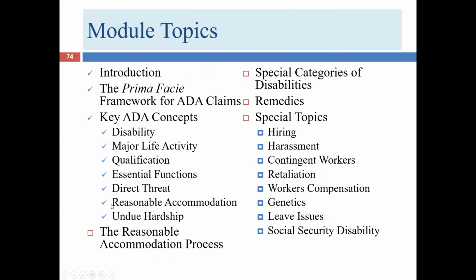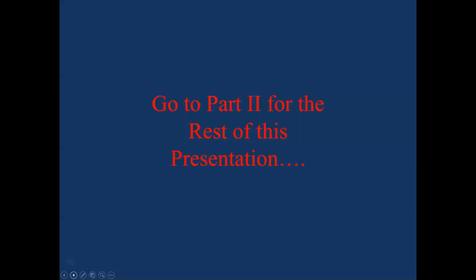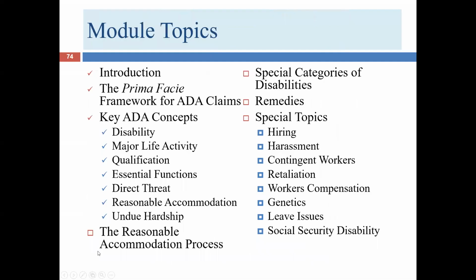So now we have completed talking about both the introduction and the prima facie framework that the plaintiff must prove for ADA cases, and we've talked about some key terms: disability, major life activity, qualification, essential functions, direct threat, reasonable accommodation, and undue hardship. In our next lecture, we will talk about the reasonable accommodation process.